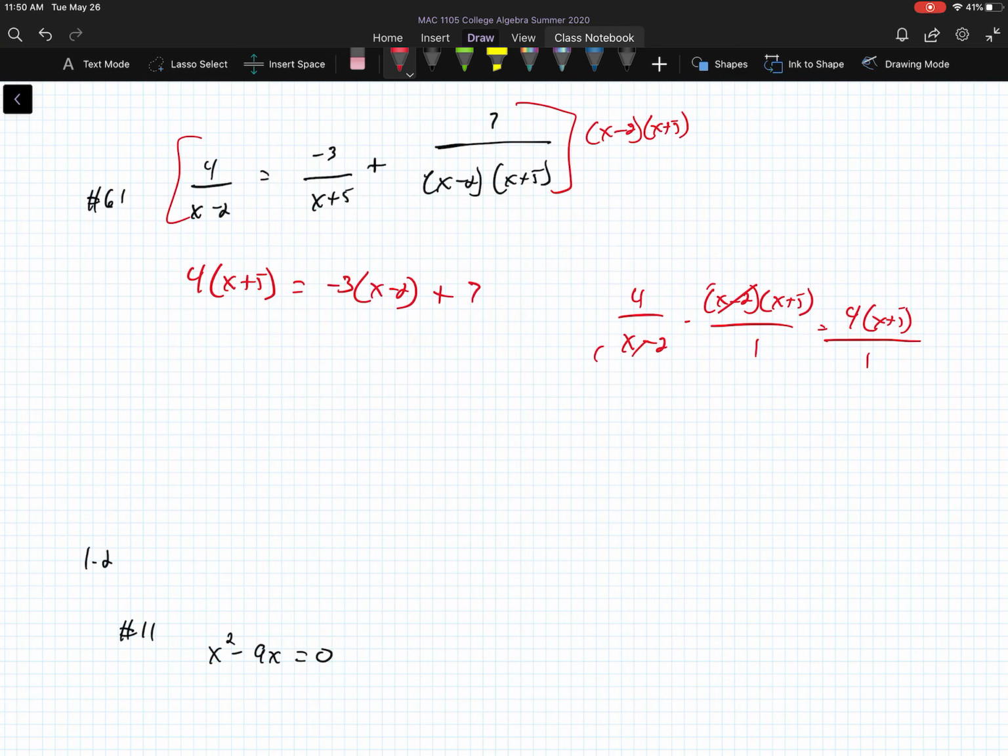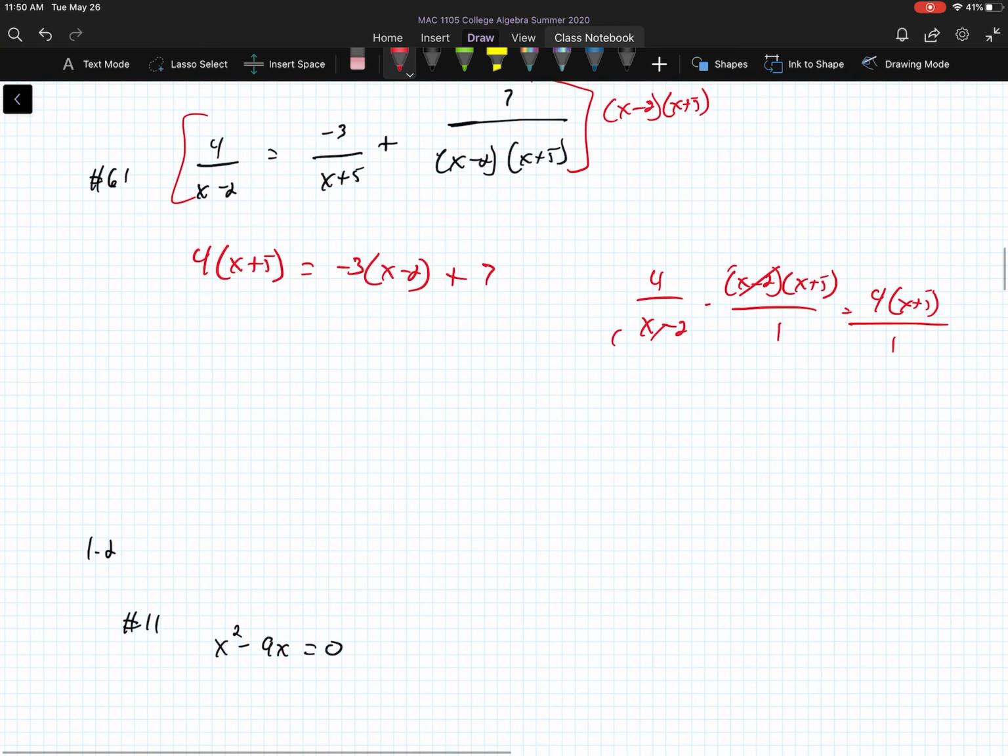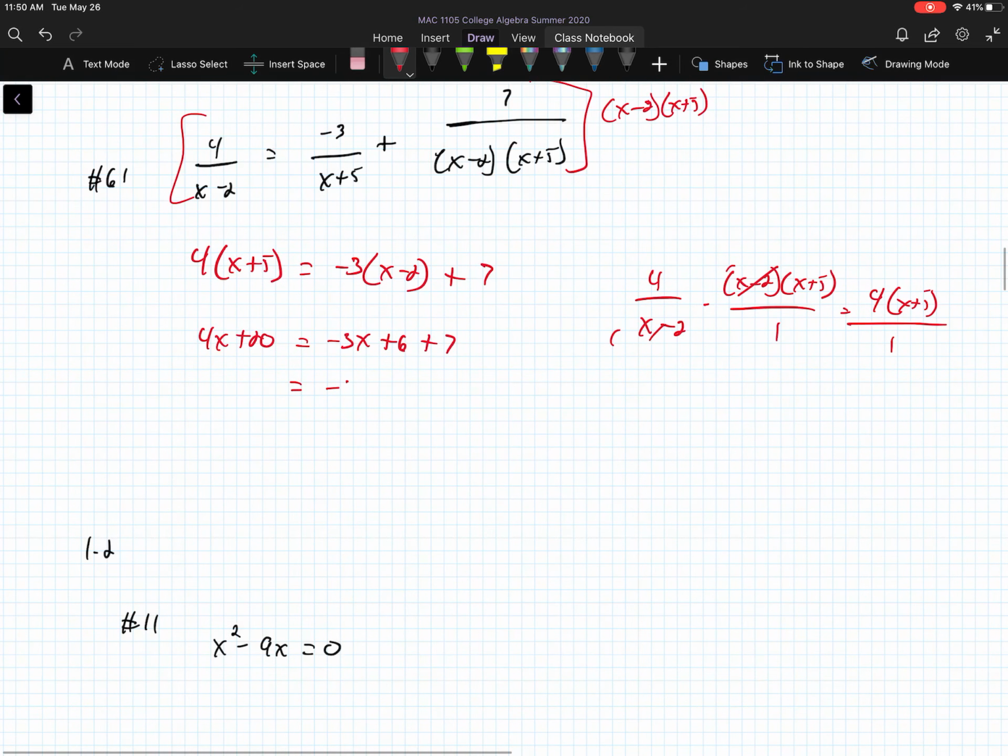Let me answer this. And so here I get 4x plus 20 is equal to negative 3x plus 6 plus 7, which is negative 3x plus 13. Here I get my 4x plus 20. Add the 3x to both sides. You could have done either one. Subtract the 20. And of course, divide both sides by 7, and I get x is equal to negative 1. That's the end of 1.1.